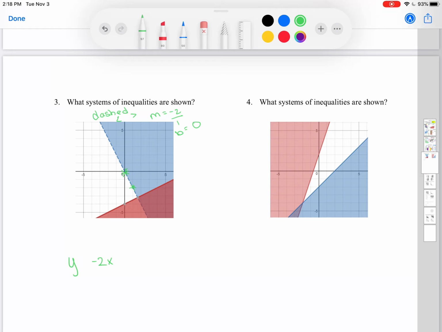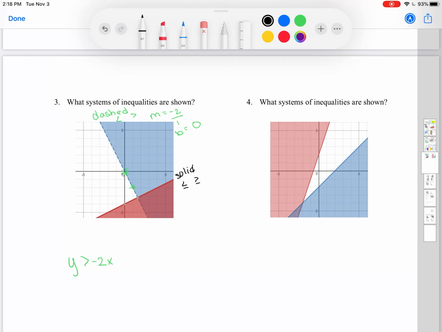So I go and I make my function. I'm going to say y is something to -2x plus 0. Again, if we know it's 0, we don't have to write it as my b. And I have to figure out, well, it's a dashed line, so it's either less than or greater than. But this time it was everything above that line. So do I want a less than if it's above, or do I want a greater than if it's above? And I'm going to want a greater than.